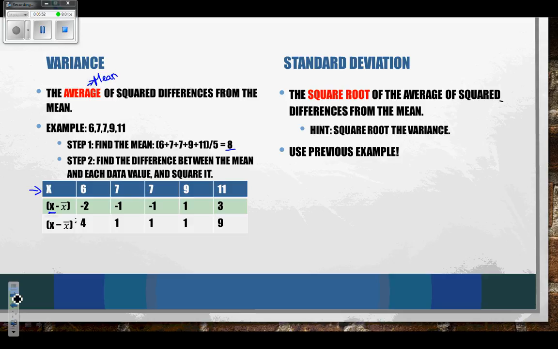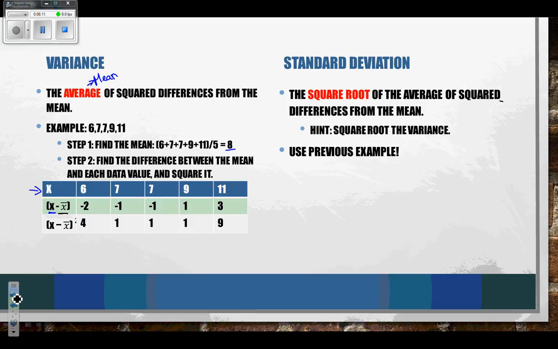and subtract my mean. So I'm going to take 6 and subtract 8. That gives me negative 2. And then I'm going to do the same thing for 7. 7 minus 8 gives me negative 1, and so forth until I use all of my data values.